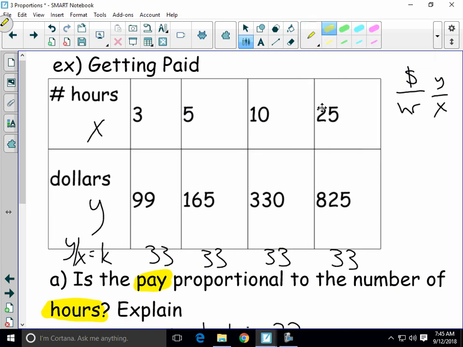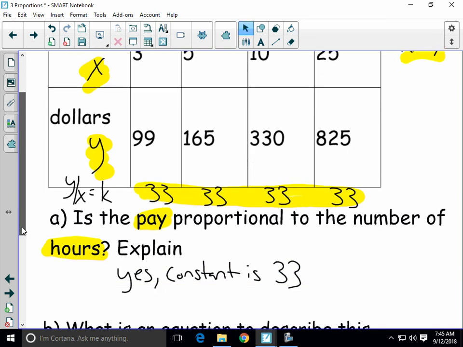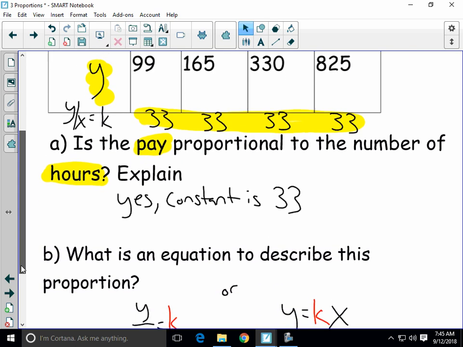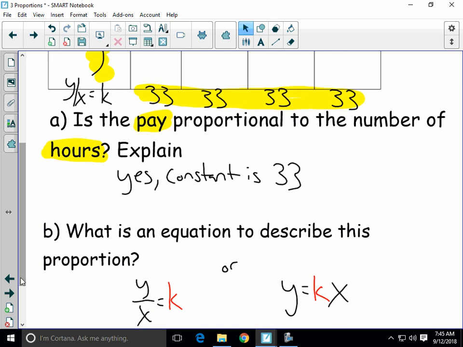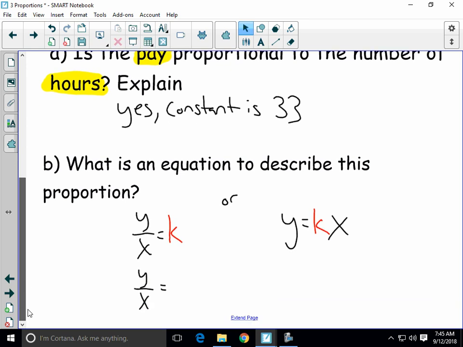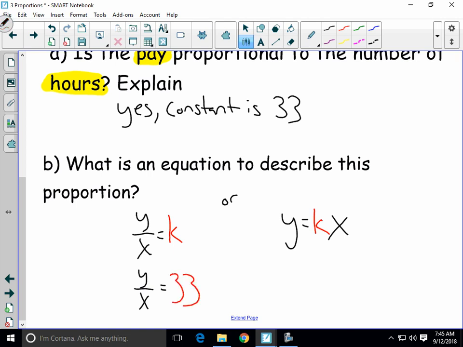Okay, hopefully you figured out that the dollars is y, the hours is x. When you divide, you get a constant of 33. So yes, that was a proportion. The constant is 33. Now for the equation, there's 2 ways you can write it. You can use y over x equals k, or you can use y equals kx. And those 2 formulas you have to memorize. And then we're just going to, instead of a k, write the 33 that we just figured out. So the first way you can write y divided by x equals 33. Or the second way you can write it, y equals 33x.